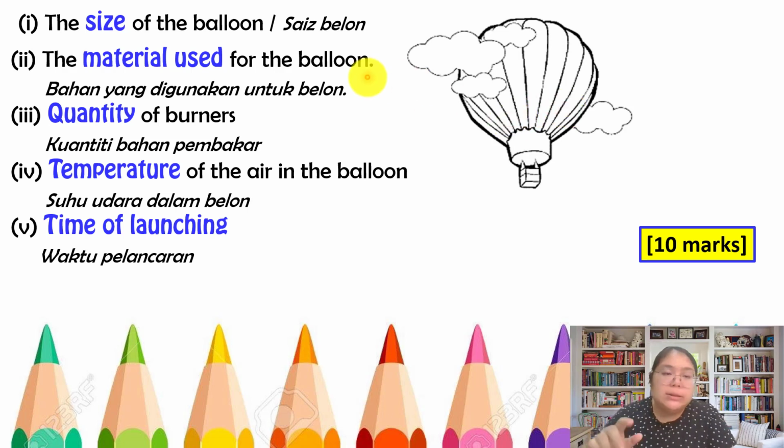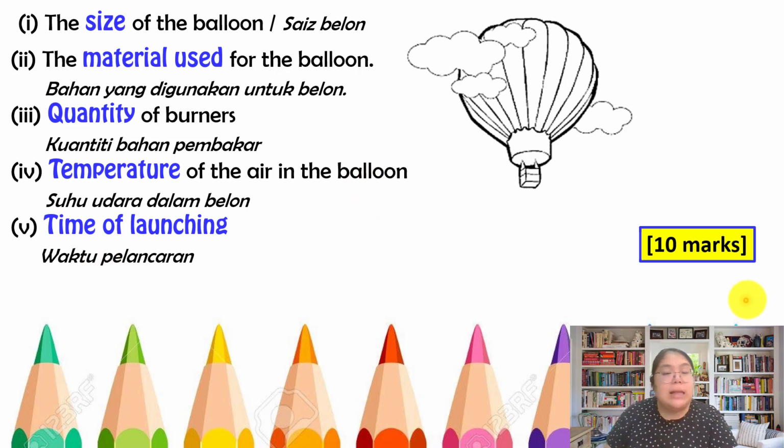Okay, number 3 is the quantity of the burner. You want to produce more buoyant force, so the burner must be more, because you heat up faster. Number 4 is the temperature of the air in the balloon. It must be very high, because we know that with high temperature, the air density is lower. And the last one, time of launching. They ask you what time you want to launch. The diagram showed you already: one is afternoon, one is early morning. Which one goes higher? Sure, it is early morning. So you just answer early morning, then you give the reason.